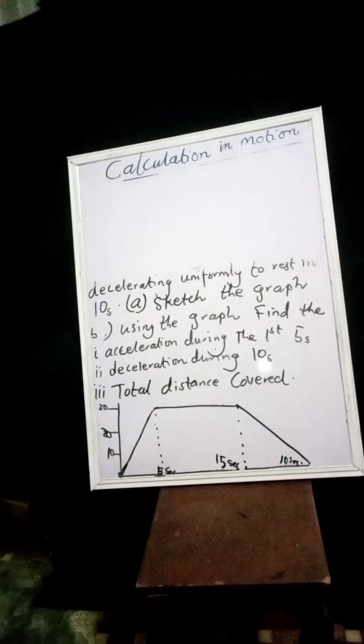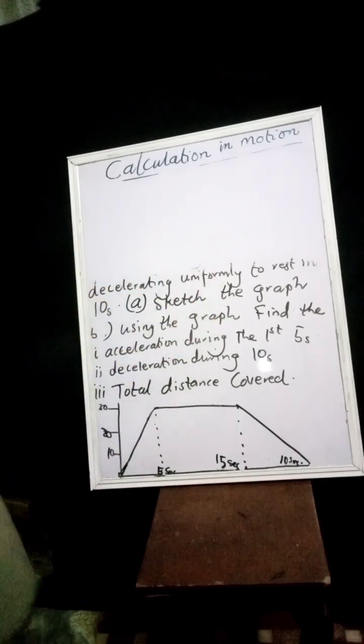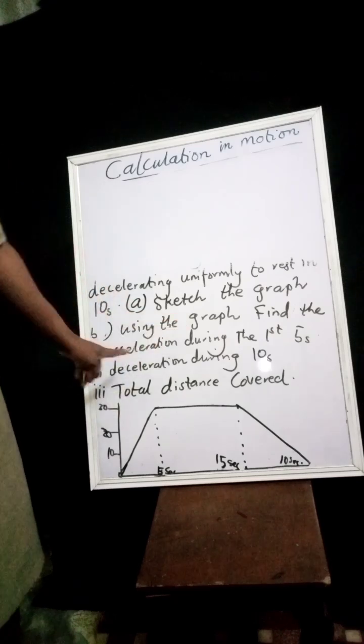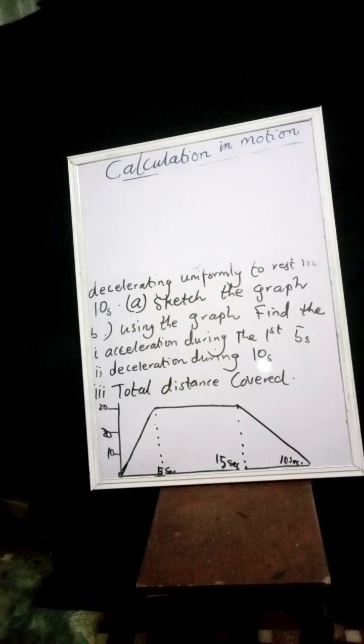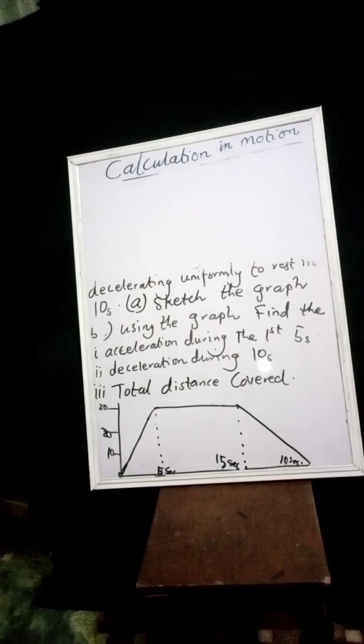Okay, the next question says, find the acceleration during the first 5 seconds. We know that we can use an equation to solve this, but we were asked strictly to use the graph. It means the person didn't want you to use an equation to solve it. That is the graphical method. Remember, we can solve motion using equations, and we can also solve using the graphical method. The graphical method is what we are going to use here, because that's what we are asked to use.